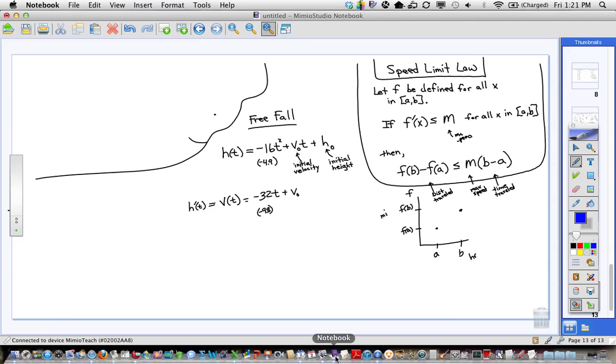So here's what this is saying, for a speed limit example. It's saying if m is the fastest we travel, let's say 100 miles an hour. So if we know 100 is the fastest we went, and we also know we went for 2 hours, what's that tell you?